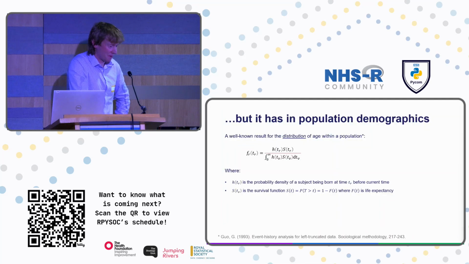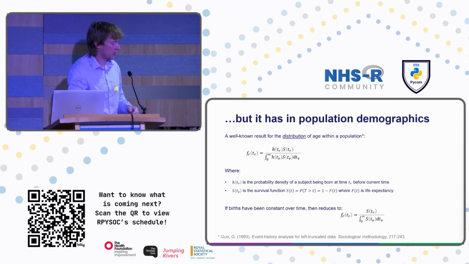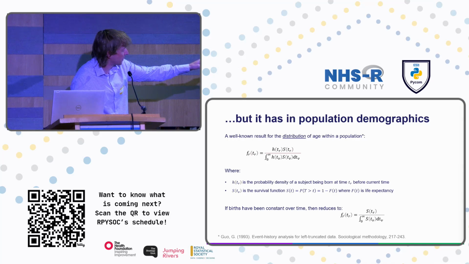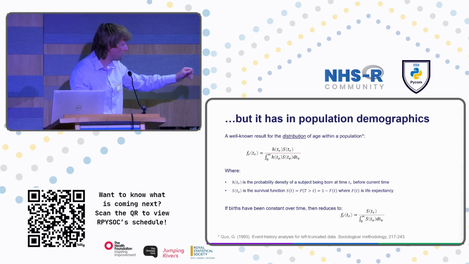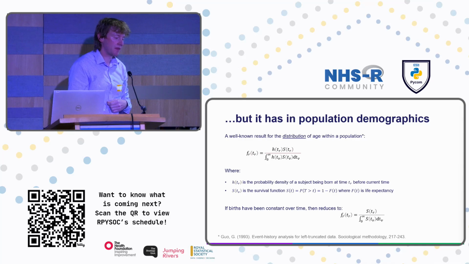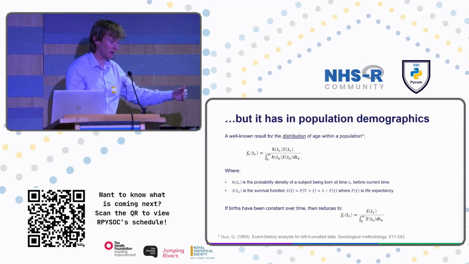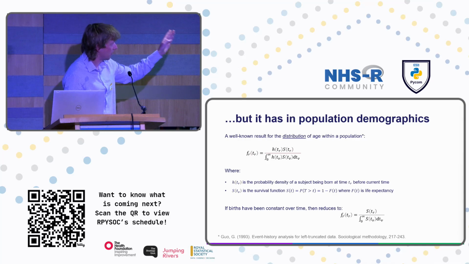So Luke and I were looking around in very old literature on population demographics, and we found an interesting formula that is essentially exactly the same as our problem, but obviously in a different context. This is the distribution of age within a population, and it's given by this formula. Essentially, it's the probability density of a subject being born at time TR before the current time, so when individuals are being born in an aggregate profile, and then the survival function, which is essentially our length of stay distribution. In this case, it's the life expectancy distribution. And if births, i.e. the numbers being born over time, is constant, then of course the HTRs are constant, and they cancel out of the numerator and denominator there.